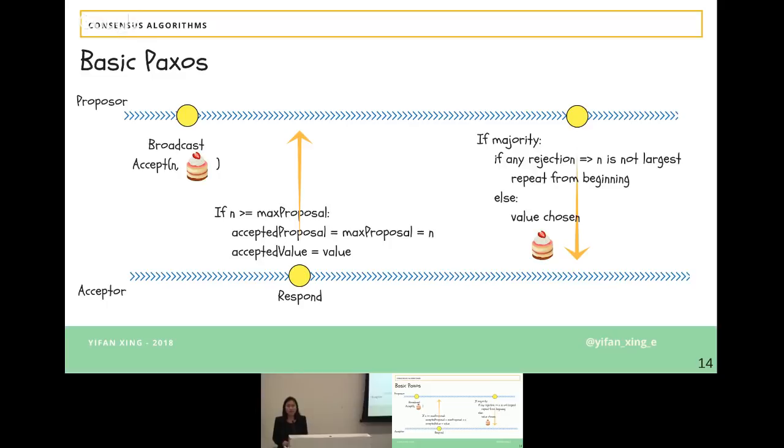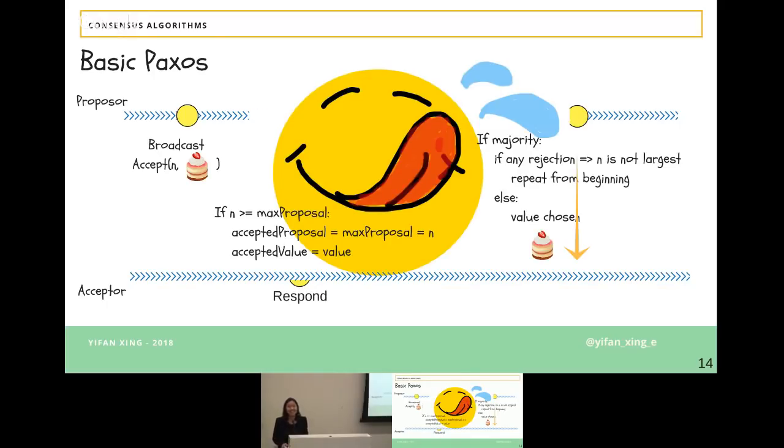But if I did get a majority of responses and I didn't get anybody to reject me, that means my value is chosen. So I can go ahead, and that means we've got to consensus that we all agreed we're going to choose cheesecake. And enjoy cheesecake.